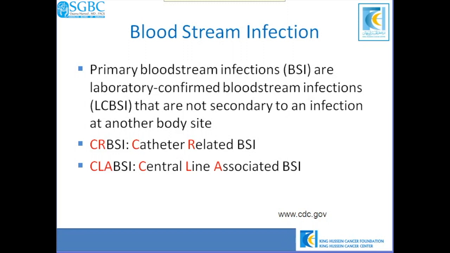The scope of this lecture is not to go through these definitions in detail, but to talk about preventive strategies to decrease these infections. We have two main definitions that are very confusing and have been used interchangeably in the literature, although they are very different. We have CRBSI, which is catheter-related bloodstream infection, and CLABSI, which is our talk today, central line-associated bloodstream infection.